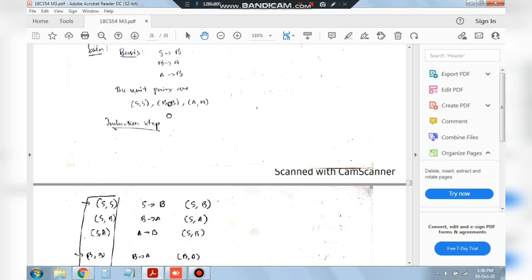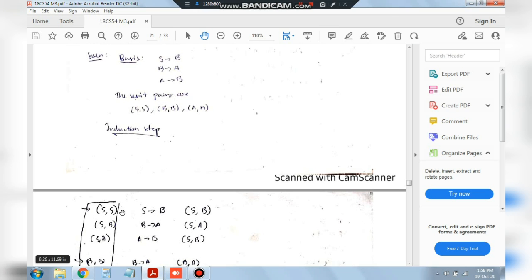After that, the induction step is that S goes to S, then what is S going to B? So we'll write S goes to S goes to B, and therefore the first and the last one, which is S goes to B, will be written here. Then the second one is S goes to B, so I'll be writing S goes to B here and B goes to A. Therefore S goes to A I'll be writing here. Then S goes to A and A goes to B, and I'll be writing S goes to B here.